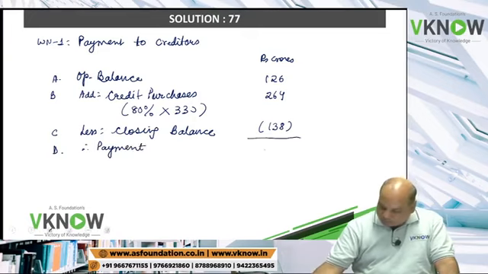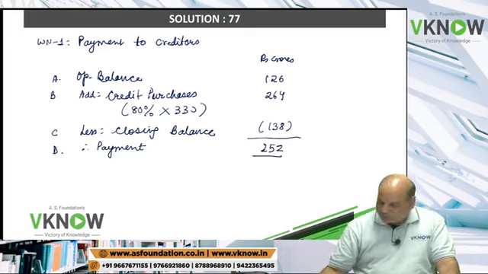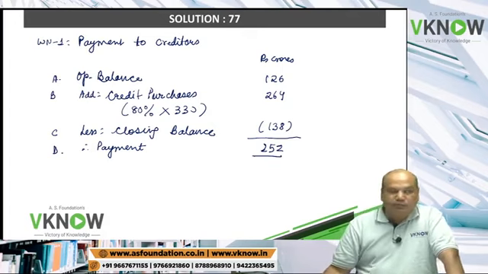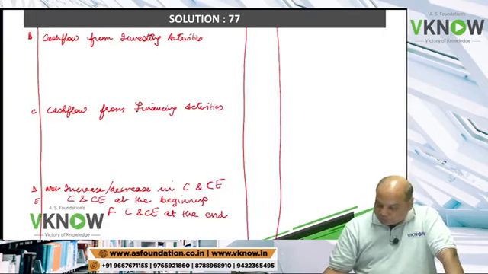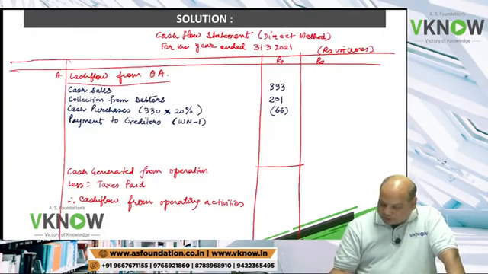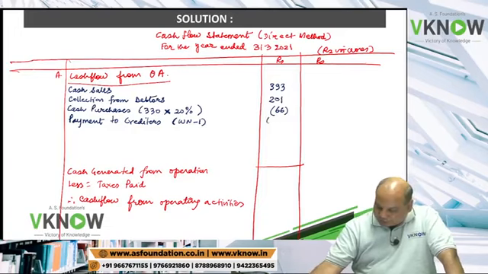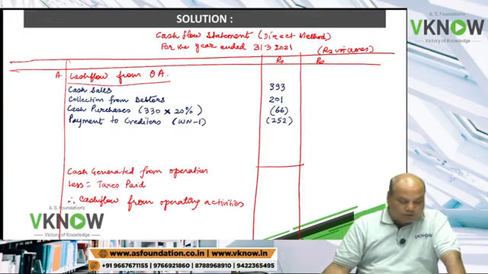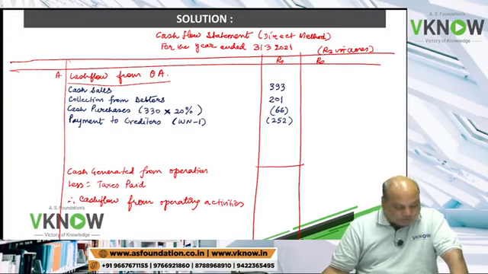So point D, therefore payment is 252 crore. So now I will come to operating activity and write 252 crore here. Working note 1. Payment to creditor 252 crore, working note 1.